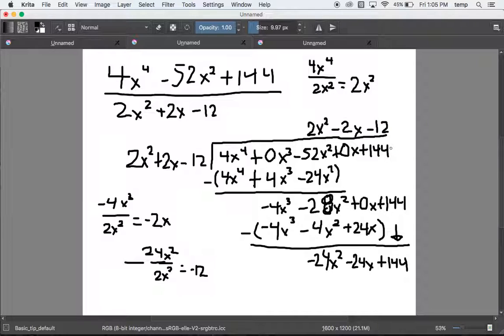Then we multiply our negative 12 by each term of our divisor. Negative 12 times 2x squared: negative 12 times 2 is negative 24, and then we have our x squared. For our next multiplication, we do negative 12 times 2x. That's going to be a negative 24x. And then we have negative 12 times negative 12, which gives us a positive 144.